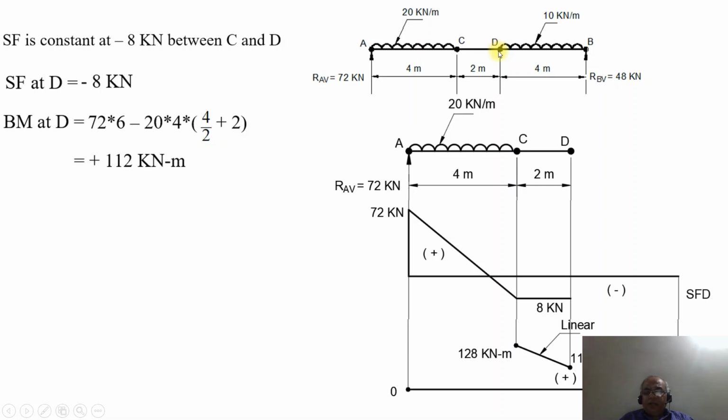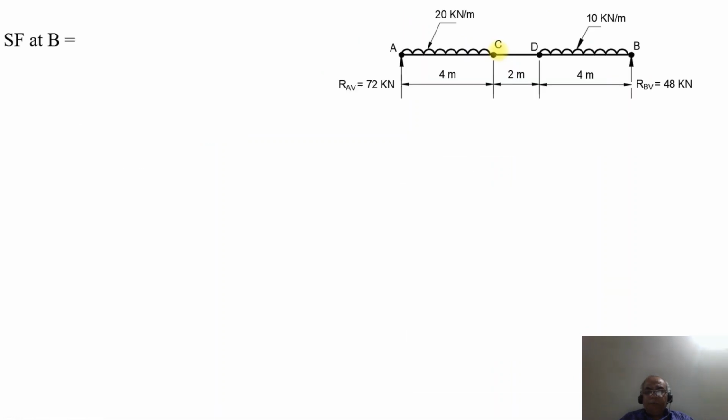Then what is going to be the bending moment at the point B now? For that, first we consider the shear force at the point B. What is the shear force at the point B? Between D and B, there is a uniformly distributed load over a span of 4 meters of 10 kilonewton per meter.